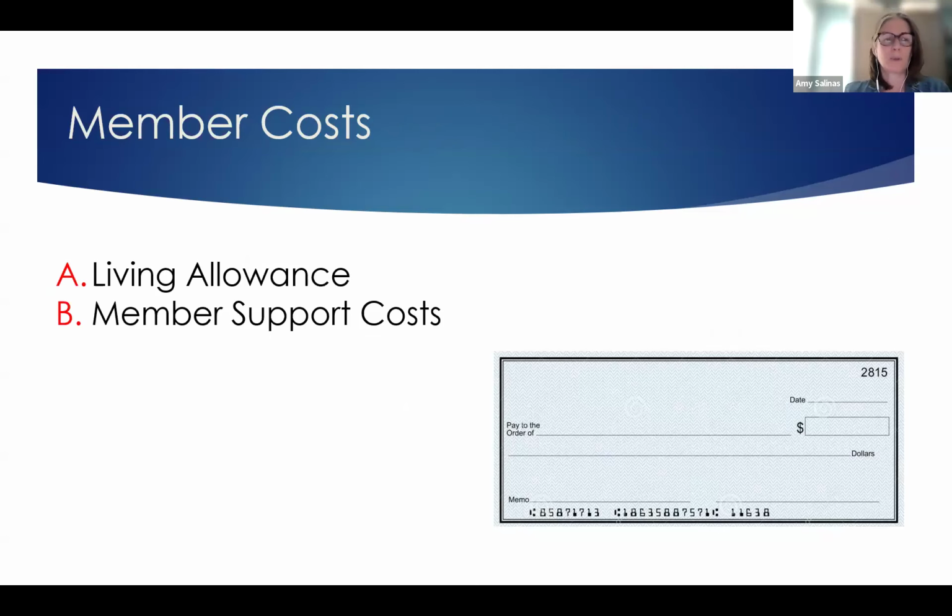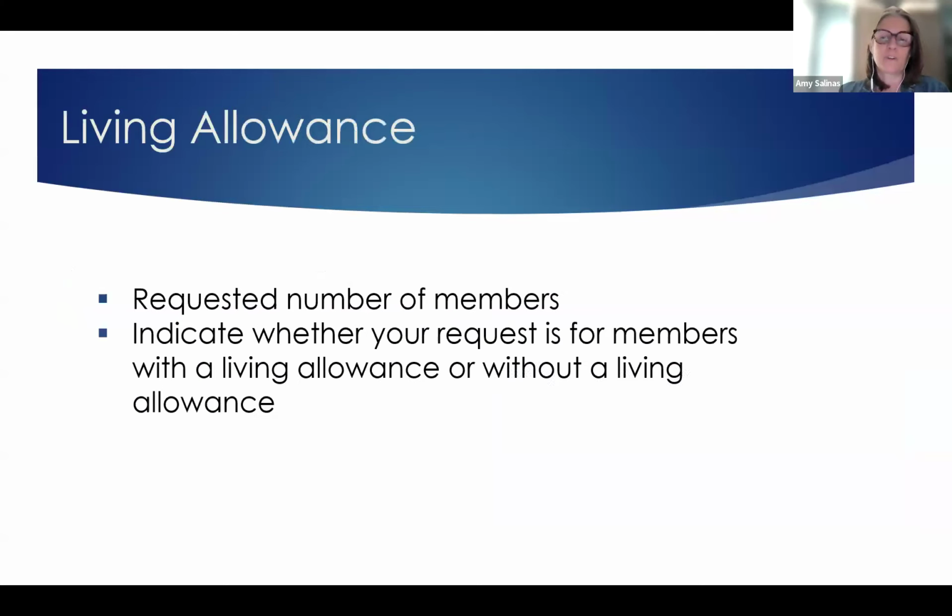So now we're going to talk about the member cost section of your budget, which is broken up into two subsections. This is a big section to understand. Sections A and B, living allowance and member support cost. The first subsection, section A, is living allowance.